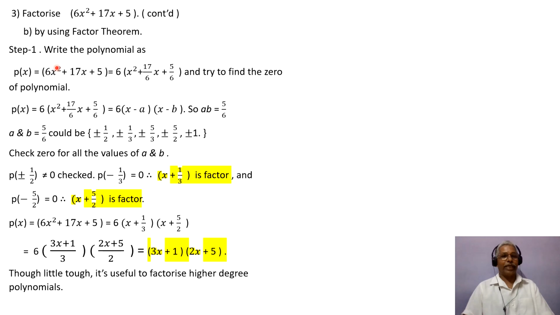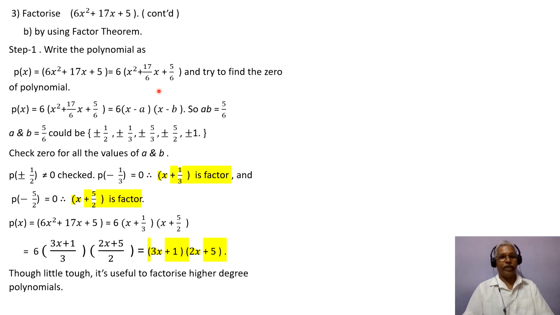Px equal to 6x square plus 17x plus 5 can be written as, taking 6 common, x square into bracket, plus 17x by 6 plus 5 upon 6, all this into bracket. Okay, you can see this. Why we have done this is because we want coefficient of x square to be 1. So now we will carry this 6 till end and concentrate only on this, and try to find 0 of polynomial.